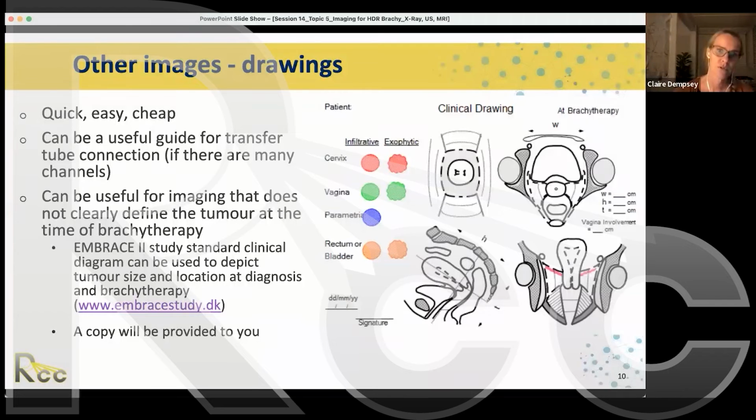And so these clinical drawings are really useful, particularly if you don't have access to great imaging in your patient. So what you can do is then basically draw onto this template where your tumor is, whether it's infiltrative or exophytic, and then the dimensions of that. So you might be able to find if there's any vaginal involvement by doing an examination of the patient, and you can sort of measure finger widths or 3 o'clock to 9 o'clock position in the patient, and then you can draw that onto your clinical drawing.